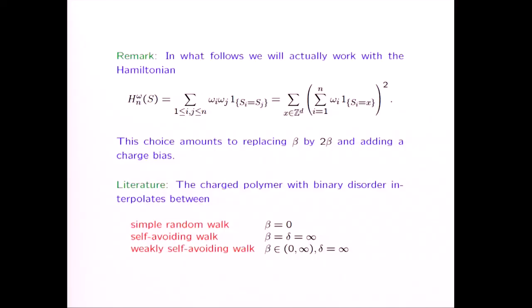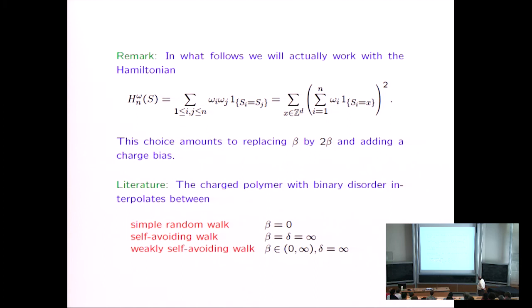Now, before I state the first results, I want to say that we're going to work with a slightly modified Hamiltonian. Originally, we had the i's and j's ordered, i had to be smaller than j, but we're going to symmetrize the sum. That is not a big deal, because that means you replace beta by 2 beta. That's almost nothing. But we're also going to add the diagonal terms. And if the omega i's would be plus and minus 1, that would have no effect whatsoever. It would mean that you add a constant. But if they're not, then that also means that you are effectively changing the bias a little bit. So instead of delta, you get something slightly different.